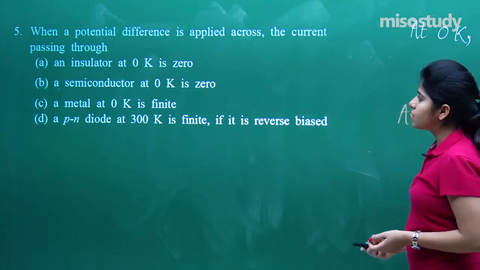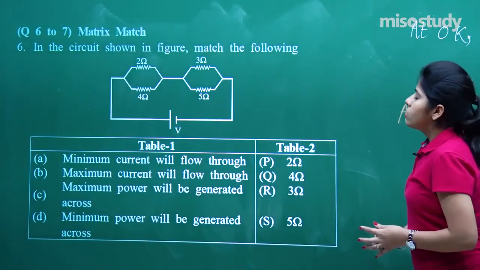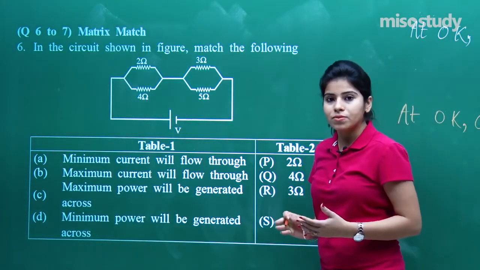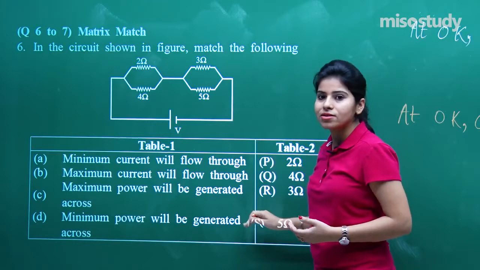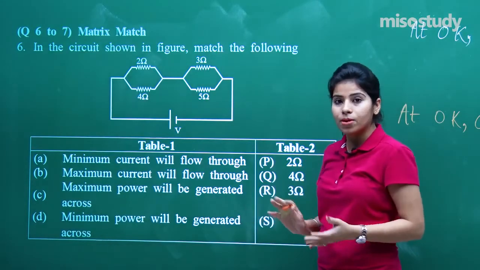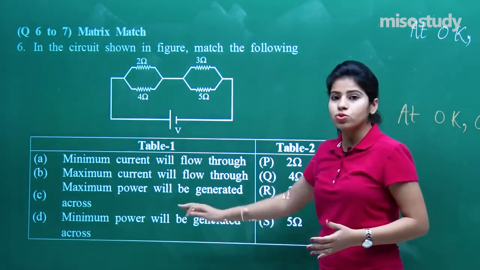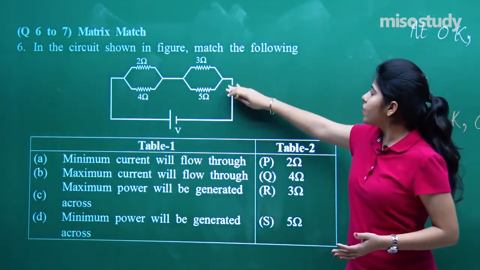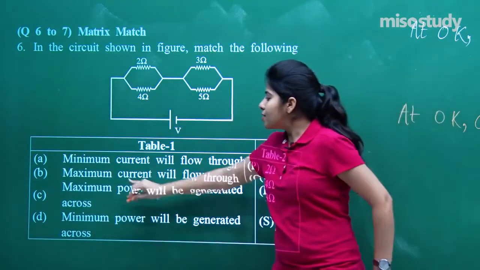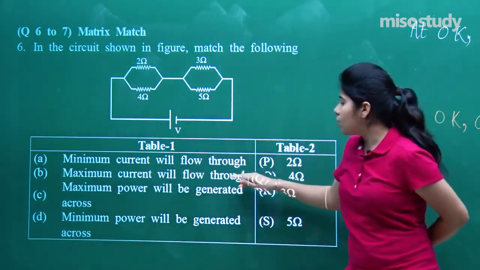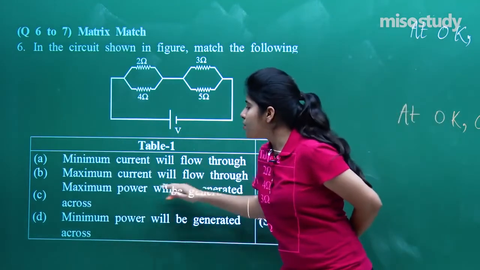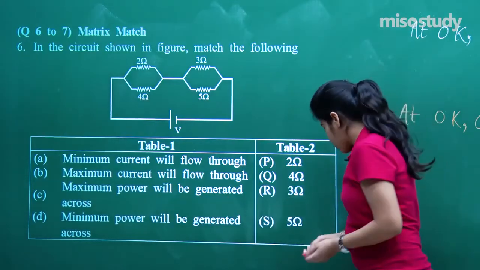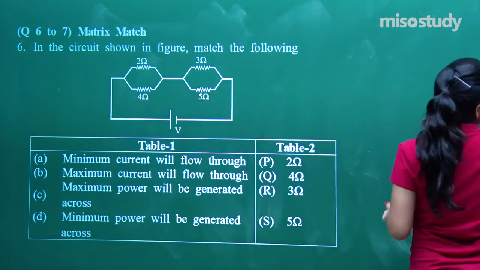That will be question number 6. Okay. So questions 6 to 7 are of the matrix match type. This is a different category where you have been provided a table and you have to match which one will be the correct option corresponding to the options that have been given over here. So in the circuit shown in the figure, match the following. We can see that they are asking which resistor the minimum current will flow through, maximum current, then maximum power, then minimum power.